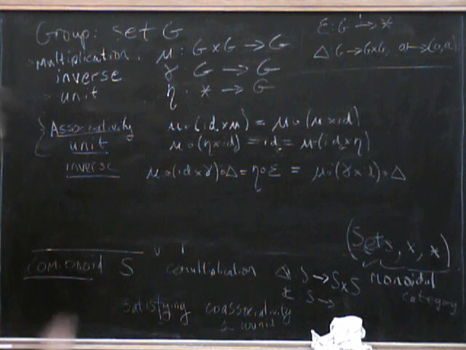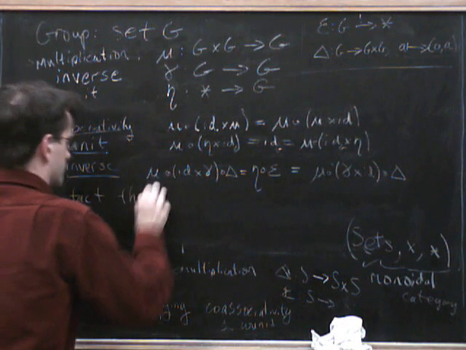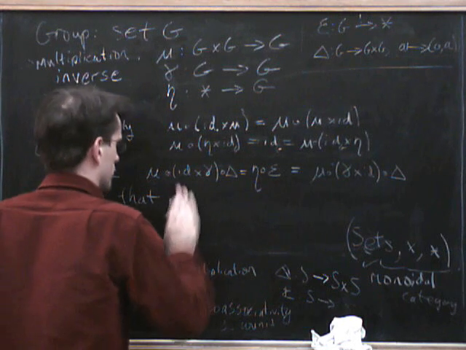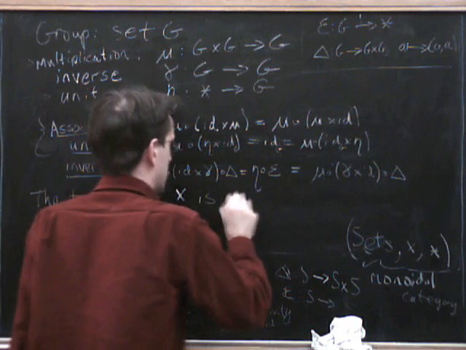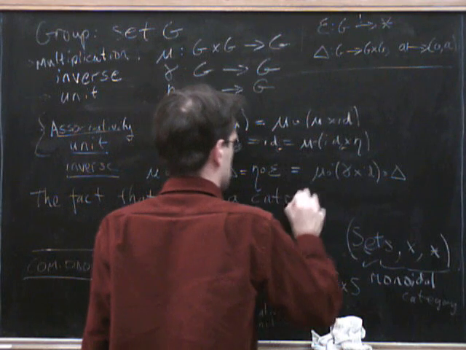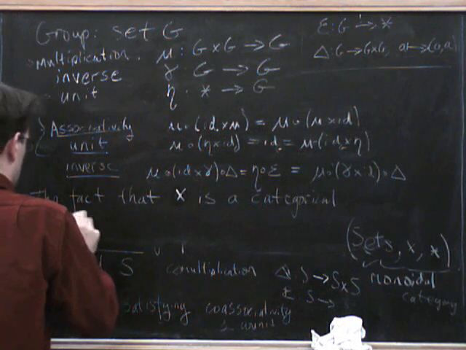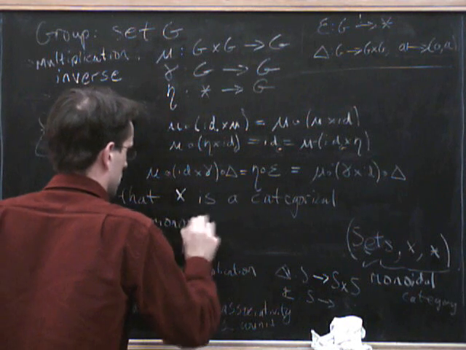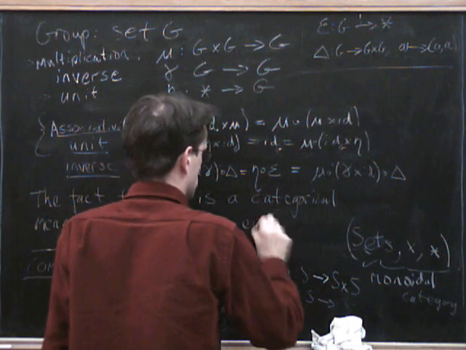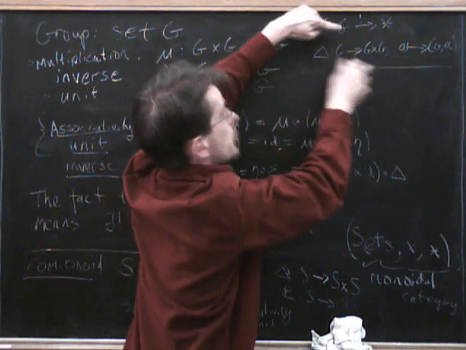Sets as a monoidal category. So the fact that the cross, just about out of time, is a categorical product means there exists a unique comonoid structure on every set S, and it's given precisely by the same maps if I replace G by S. Okay, so that's a good place to start.